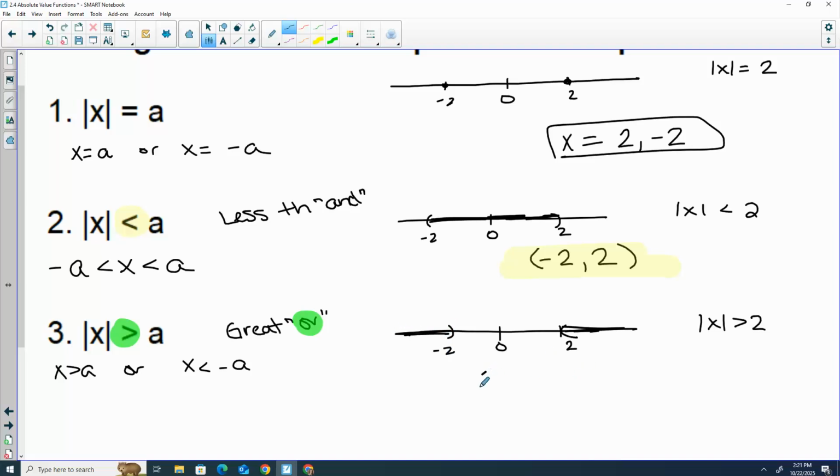When you write your solution for those, you are getting two separate pieces. -infinity to -2, union 2 to infinity. So on the equations, your answer will just be two numbers. The inequalities, I'm expecting intervals because it's all of those numbers in that window. Less than, you should always get a single interval in between two numbers. Greater than should always be two separate pieces.